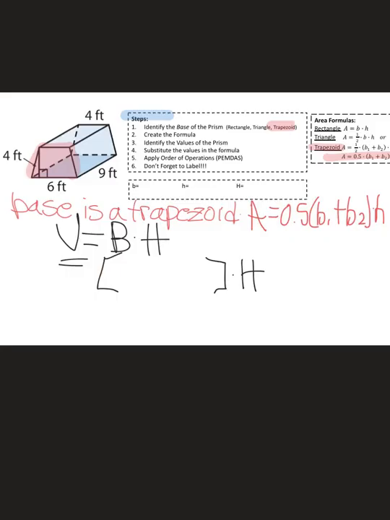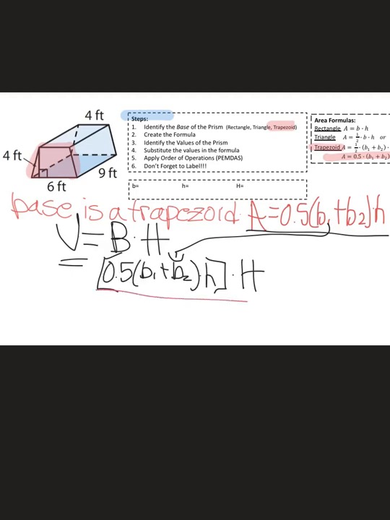All right, so now we need to do step 2, which is create the formula. Remember, the formula for volume of a prism is big B, which is the area of the base, times H. So what is the area of this base? Well, our base is a trapezoid, and the area of a trapezoid is 0.5 times base 1 plus base 2 times height. So I'm going to substitute this right into here. All right, so there's the formula I'm going to be using.